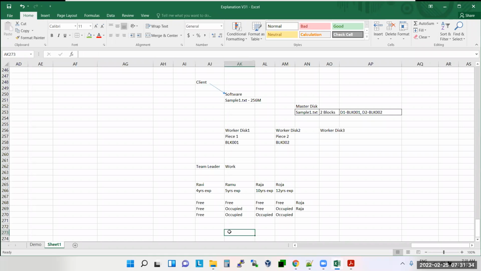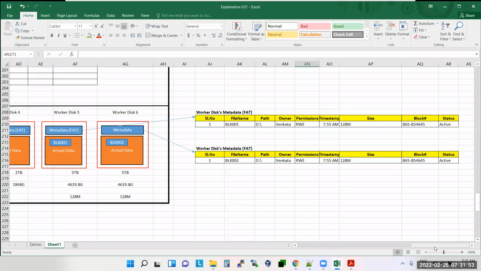You don't have an option now. Ravi, Ravi. Okay, so in the same way, when it comes to disk also, whoever has more storage is like the more experienced one. Got it?